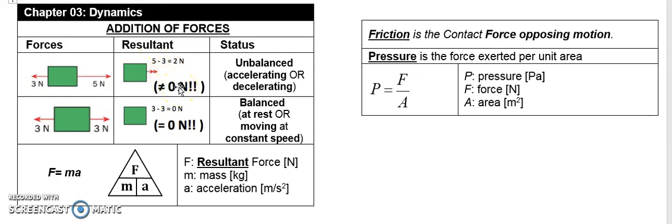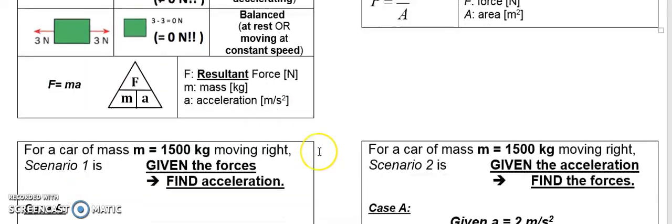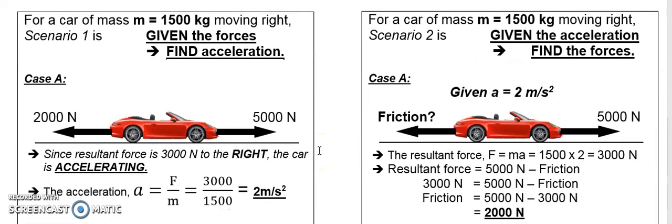Just before we go straight into this, there are a couple of definitions. Friction is the contact force that opposes motion, and pressure is the force exerted per unit area. Like I said just now, for a constant mass you can have two scenarios. If I give you the forces, you can find the resultant force and then the acceleration. But if I give you the acceleration, you can find the resultant force. The first scenario is: given forces, find acceleration. The other one is: given acceleration, find the force.